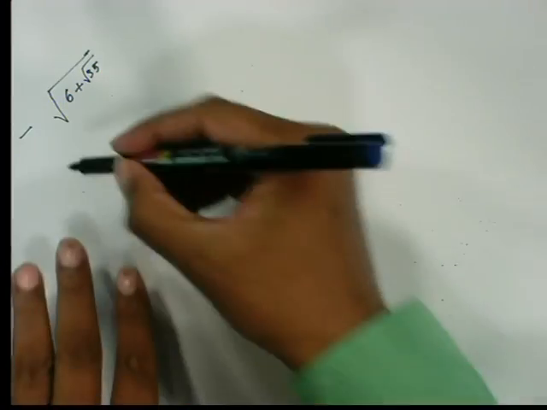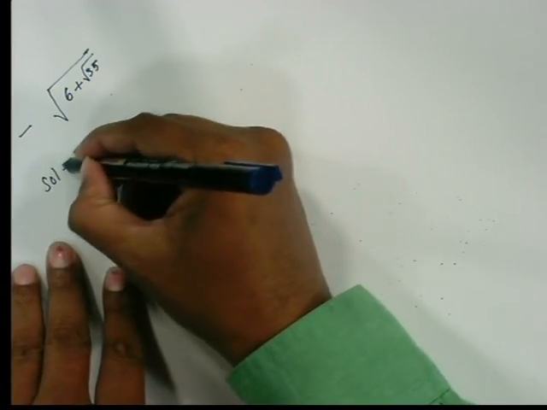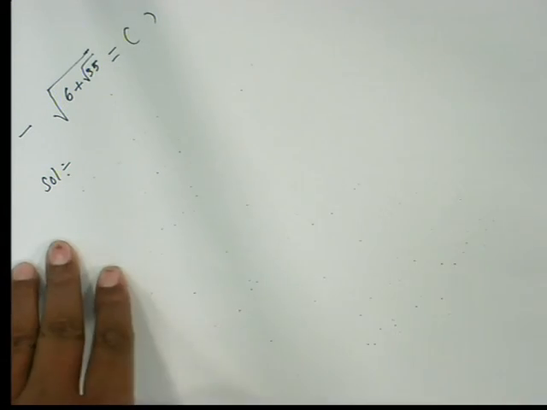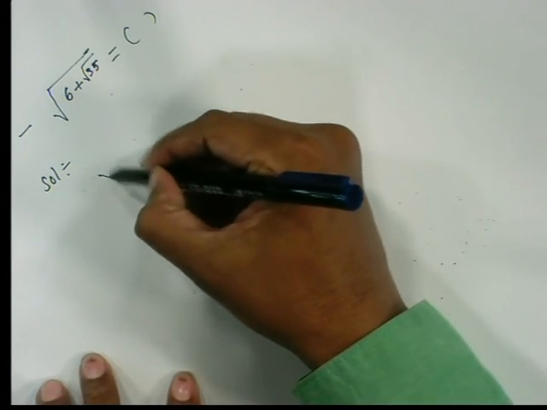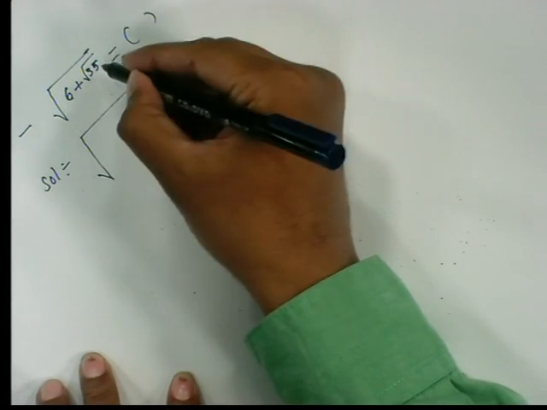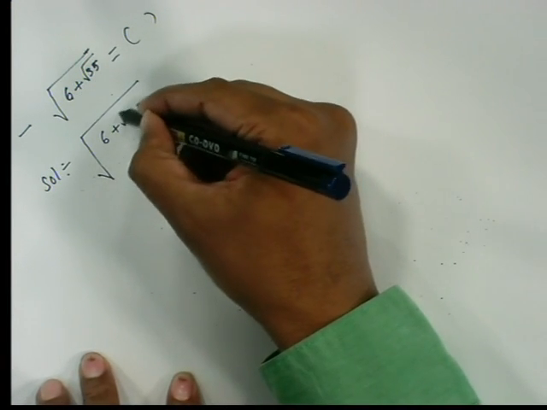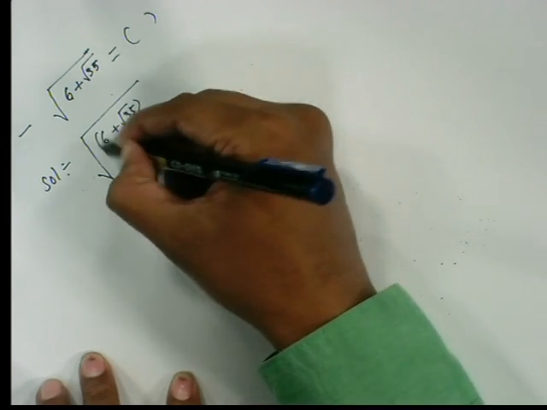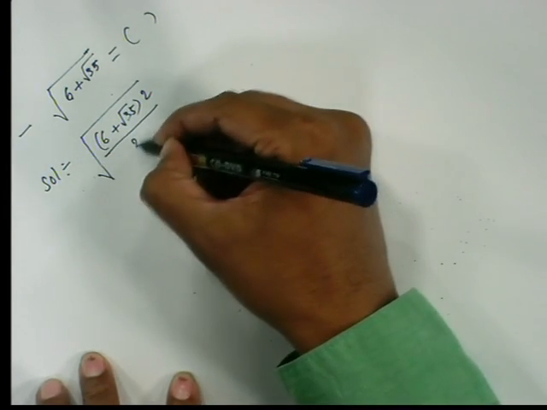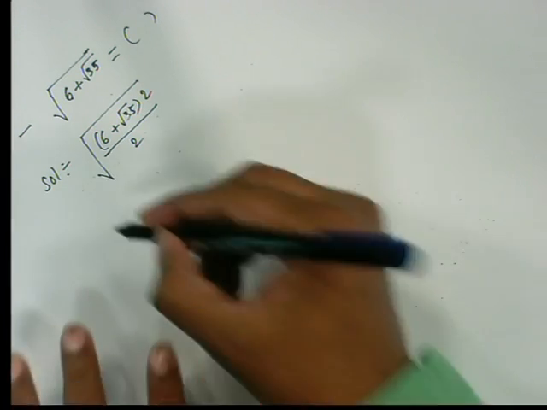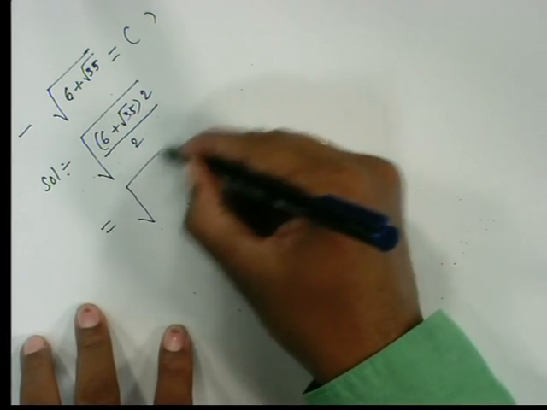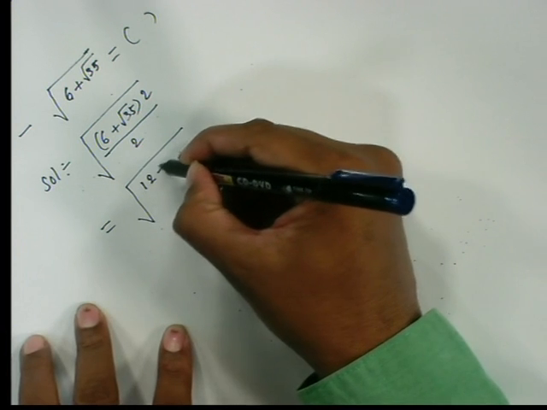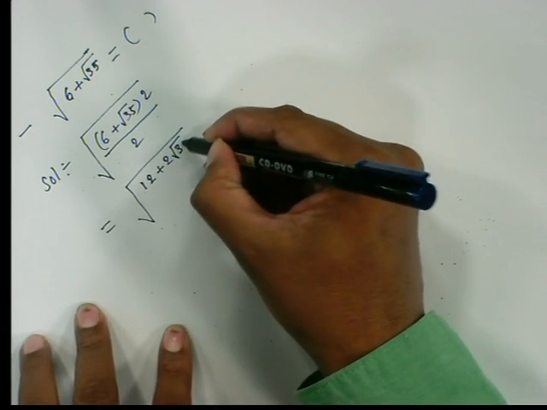So, now multiply 6 plus root 35 with 2 and divide by 2. Let us see what we get. Let us come to the solution part. Multiply 6 plus root 35 with 2 and divide by 2. Now, what do we get? Root of 12 plus 2 root 35 by 2.